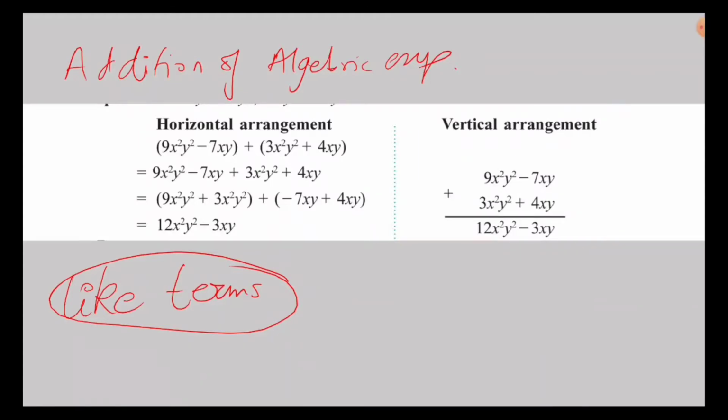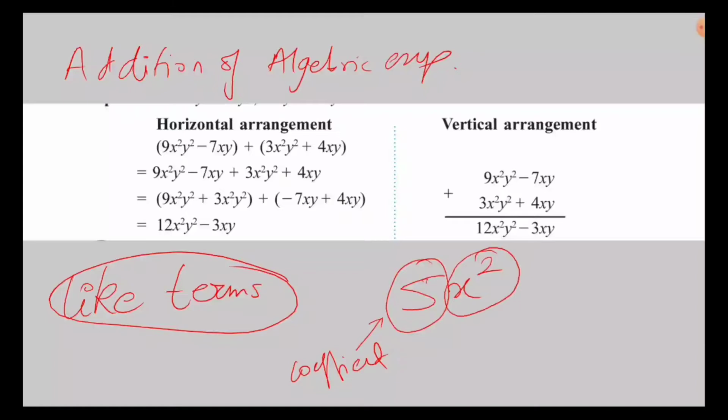Whenever you solve a sum, whenever you solve a polynomial, suppose there is written 5x square. In 5x square this 5 is known as the coefficient, and this x square is known as the variable. So what do you mean by variable and what do you mean by coefficient? Variable is nothing but that which changes. The term variable means that which changes. So here x square is the variable.